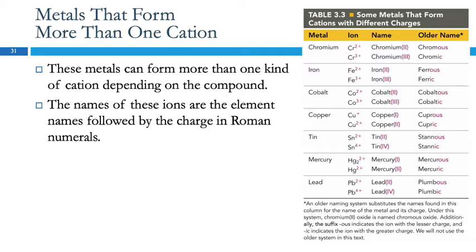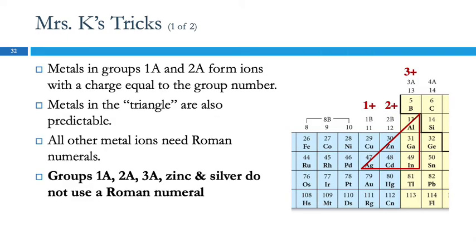But the Roman numeral is really, really handy because it just tells us what the charge is. So iron 2 has a 2 charge. Iron 3 has a 3 charge. So the Roman numeral just flat out tells us what the charge is. Metals always have positive charges. I get a little carried away with that sometimes. Okay. Occasionally I make up slides like this. Mrs. K's tricks.